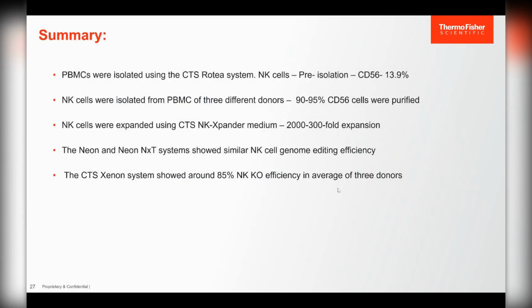Our summary is that we isolated PBMC using the Rotea system, and pre-isolation, you can see the average CD56 is around 14%. The NK cells we isolated from 3 different donors' PBMC showed 90 to 95% CD56 positive. With the NK-Xpander media we used, the average expansion is around 2,000 to 3,000 fold. The Neon Next system shows similar NK cell genome editing efficiency, and the CTS Genome system shows around 85% knockout efficiency on average across 3 donors.